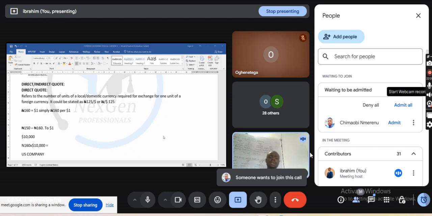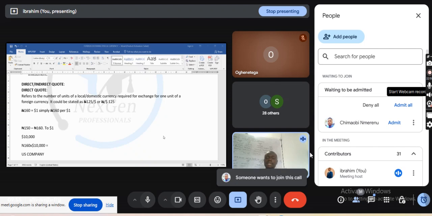This is to tell you that this is a direct quote. Then when you want to convert that $10,000 to Nigeria, you have to do what? 160 times $10,000. We give you the value of that product that you want to sell.